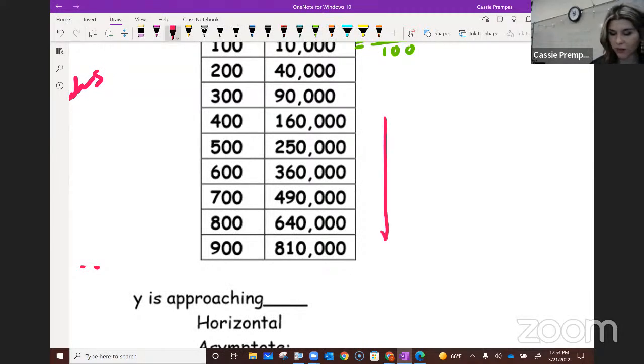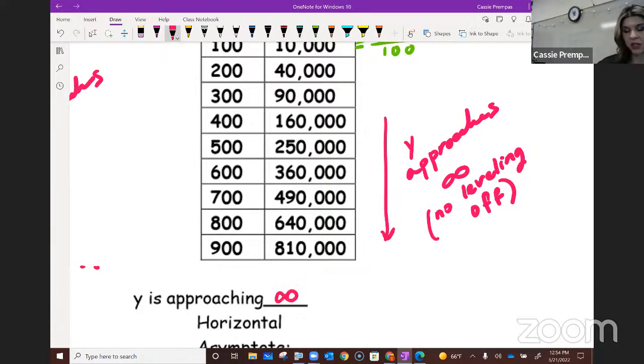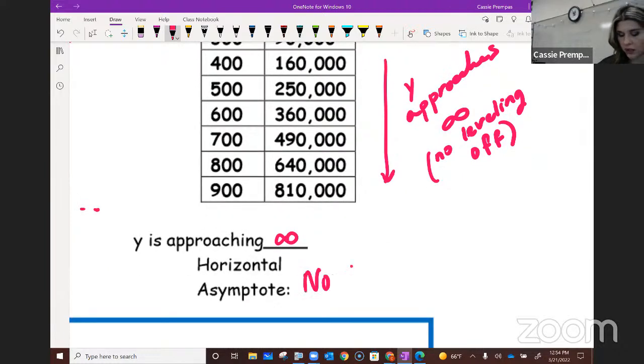What are the y values approaching? Awesome. It approaches infinity. It keeps going forever and ever. So as x gets really big, y gets really big. So there's no leveling off. That's important to understand because in this case, y is approaching infinity, which means there will be no horizontal asymptote.